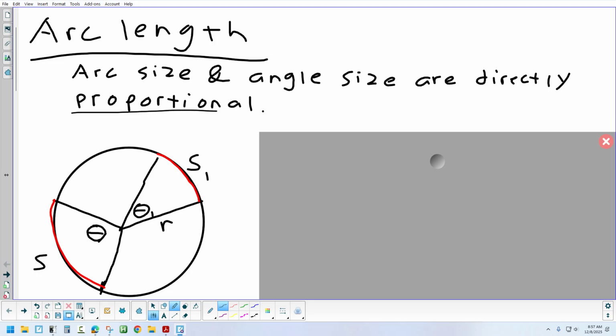Okay. So what we need is some kind of connection between arc size and angle size that we already know. Kind of like if I said I want you to convert between miles and feet. Well, in order to do that, you have to already know some fact that connects miles and feet, like 5,280 feet in a mile. Once you know that fact, or any other fact that's true, you can set up a conversion between feet and miles. There's something here that we can use.